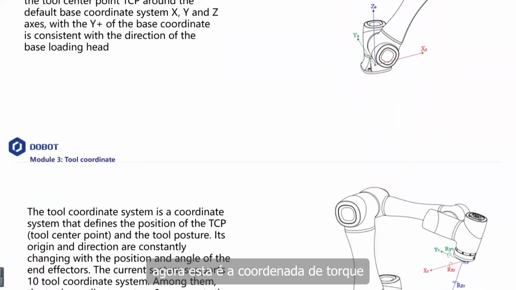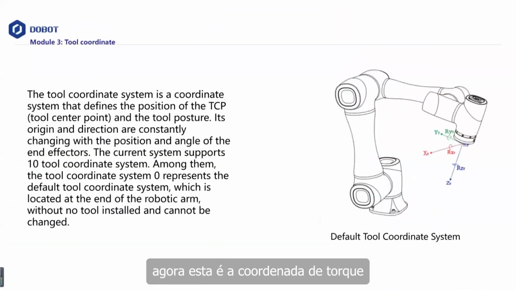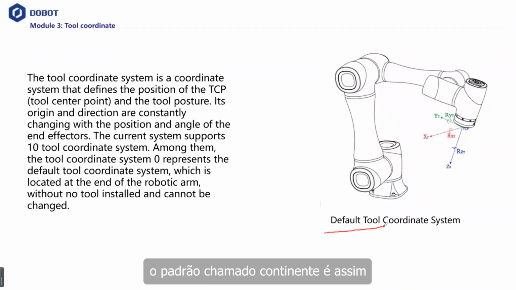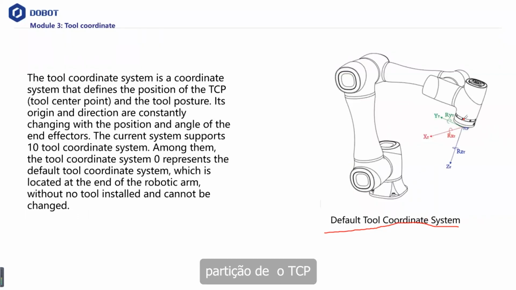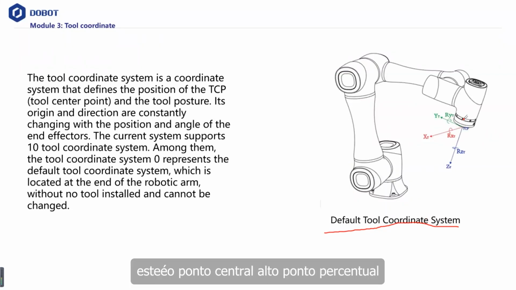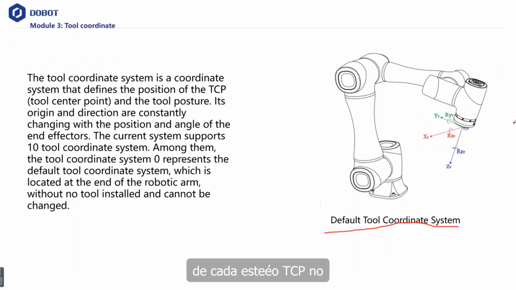And now this is the tool coordinate. The default tool coordinate is like this. The tool coordinate system is a coordinate system that defines the position of the TCP, which is the tool center point, which is the TCP in the center of the flange. Okay.